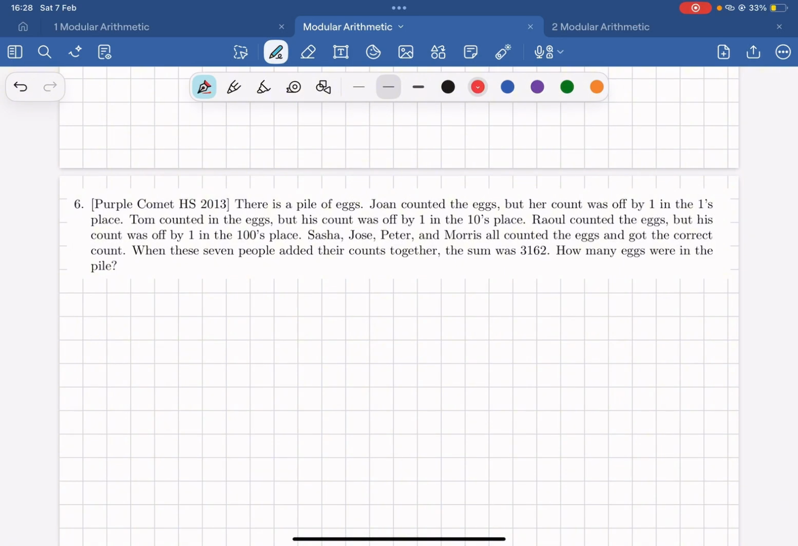Right, let's start off by depicting pieces of information from this paragraph of words. Well, a pile of eggs, let's call this N.